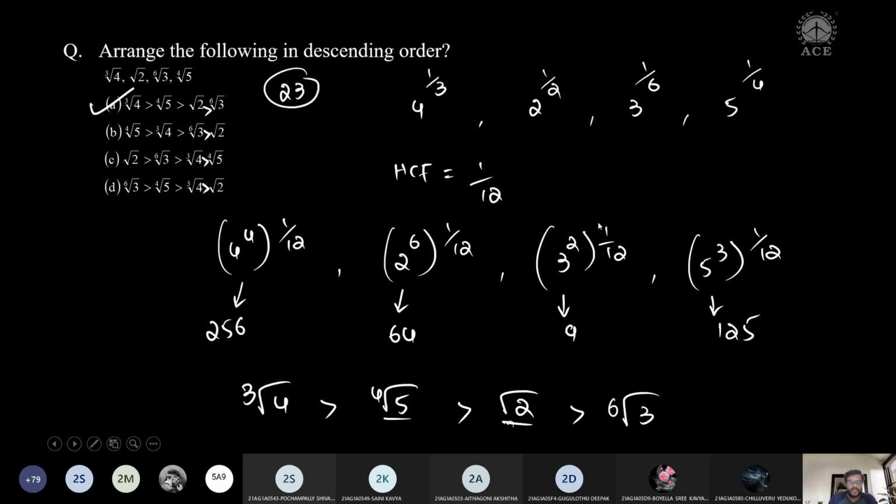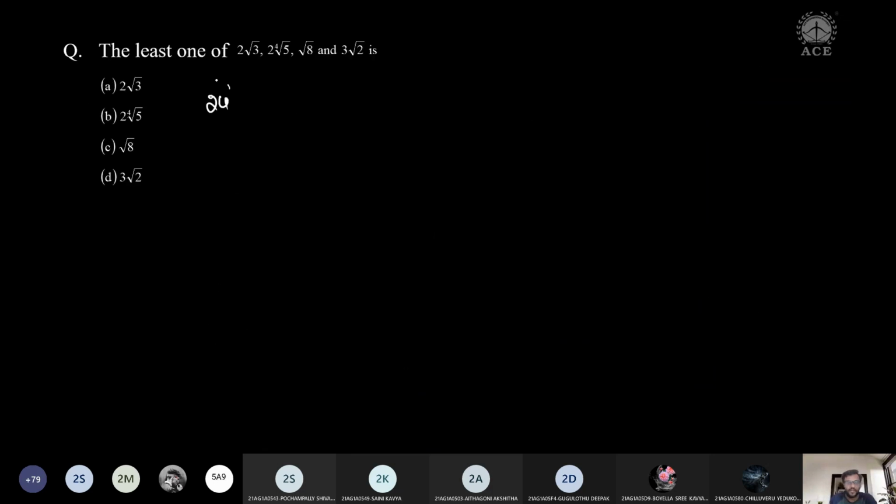The least one you should decide. This is 2 into the square root of 3. This question you have a small update for sure. See, 2 into square root of 3. Next one, 2 into the 4th root of 5. Next is root 8. This is 3 into root 2.